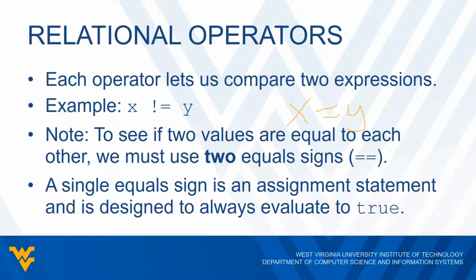And the way it's programmed is it's designed to always evaluate to true. So even if x and y have 2 different values, x equals y will always evaluate to true. So we've got to be really careful with that. If you want to check for equality, you have to use the double equal sign. It's a very common mistake among students. So I'm telling you right now, make sure you get in the habit of using 2 equal signs if you want to check if 2 variables are equal to each other.